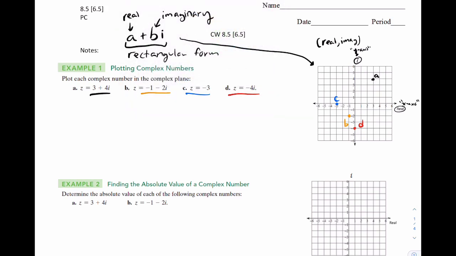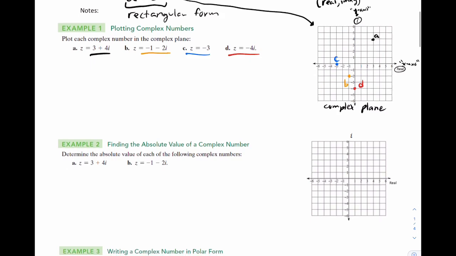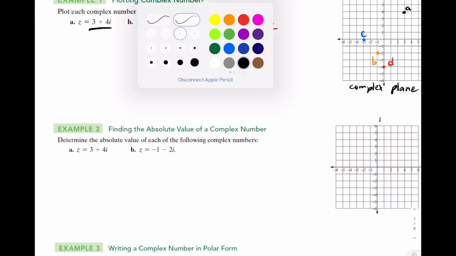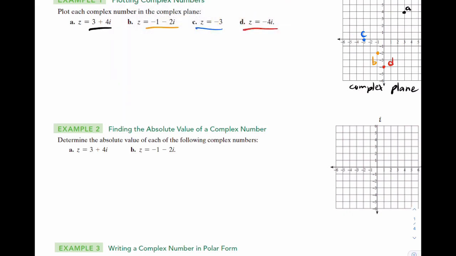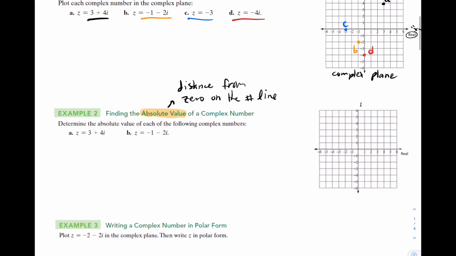And again, this is the complex plane. So different from the real plane. So now it says find the absolute value. Everybody highlight that. Absolute value of a complex number. So I want you to recall the idea of absolute value is simply the distance from 0 on the number line. That's the basic idea of absolute value that you've used for your entire math career. So now we're actually going to use it in the complex plane.